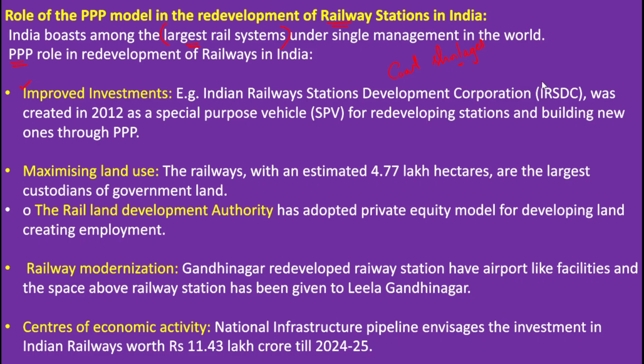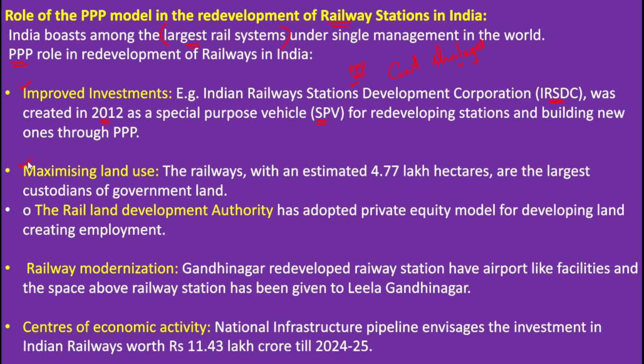For example, the Indian Railway Stations Development Corporation was created in the year 2012. What is the main responsibility of the Indian Railway Stations Development Corporation? It was created as a special purpose vehicle for the development or redevelopment of railway stations across the country. The corporation has been developing railway stations through public-private partnership.